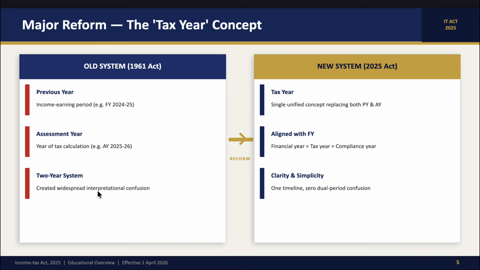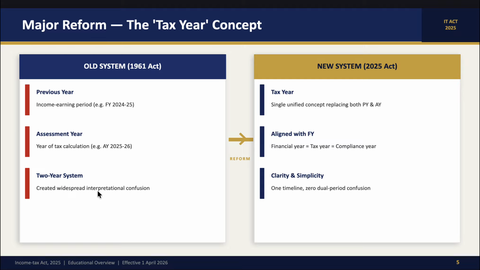So previous year is basically the financial year, and assessment year is the next year in which the previous year or the financial year's income is getting calculated. Okay, it used to be confusing, but now that whole confusion is wiped off. No two-year system. The new 2025 Act is talking only about tax year.